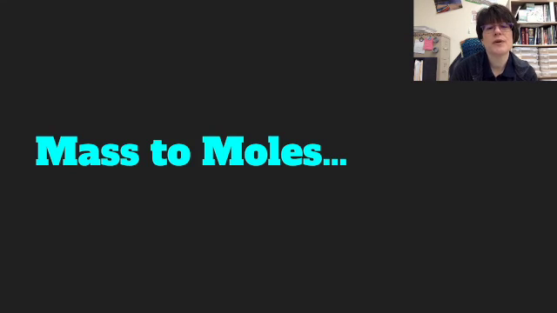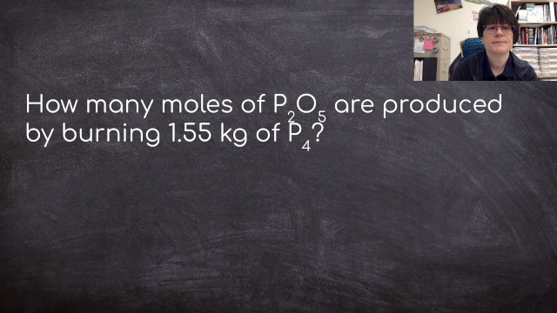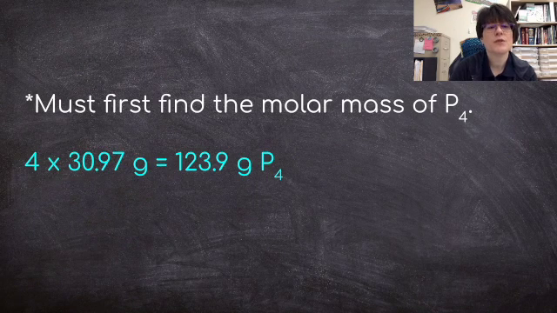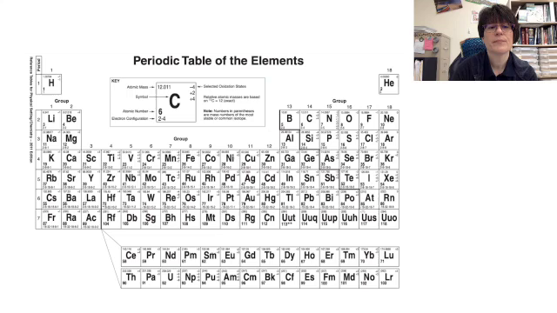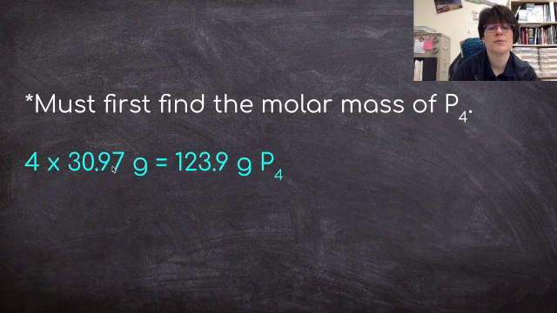Now let's look at a mass to moles problem. A question might be, how many moles of phosphorus oxide are produced by burning 1.55 kilograms of phosphorus? For this problem, we must first find the molar mass of phosphorus. If we look at our periodic table, phosphorus is right here, 30.97376. I'm just going to round that off a bit. So 4 times 30.97 grams equals 123.9 grams of phosphorus, P4.